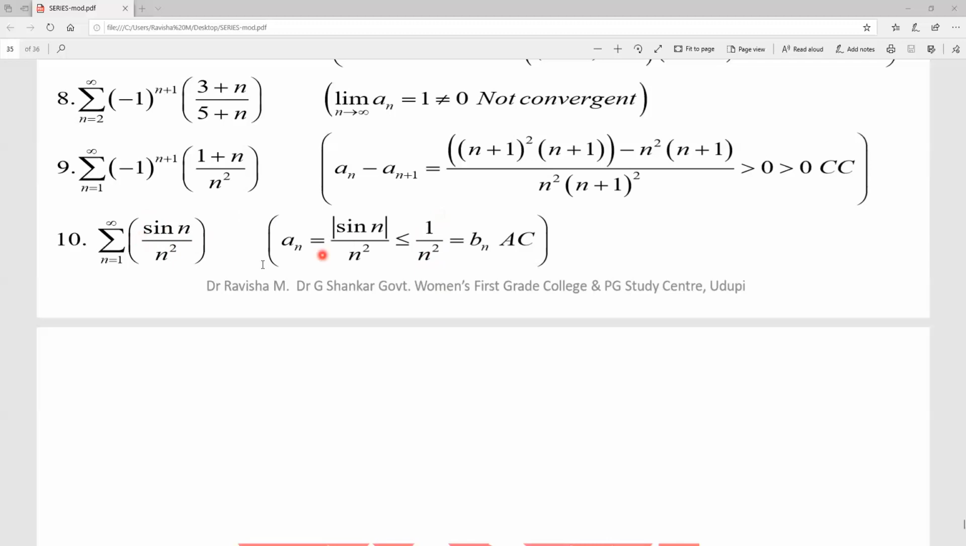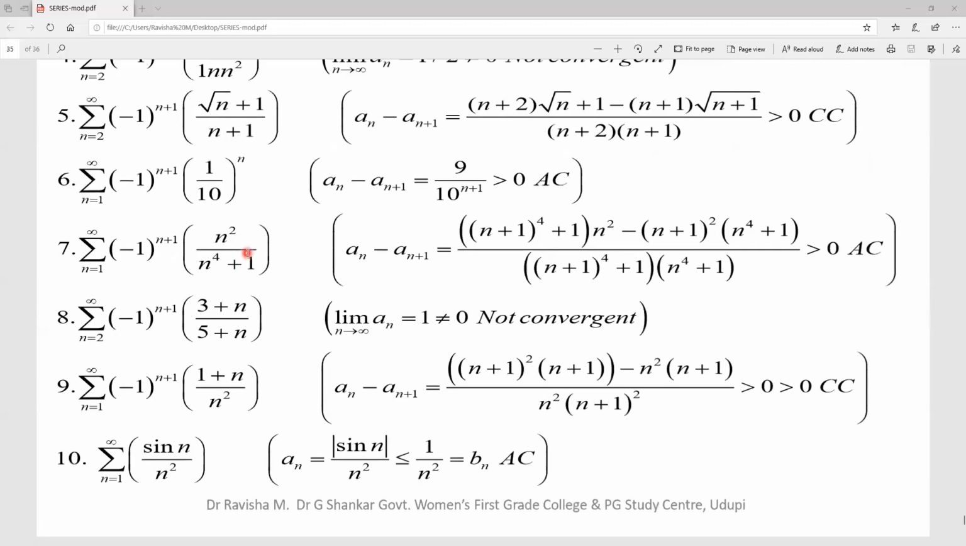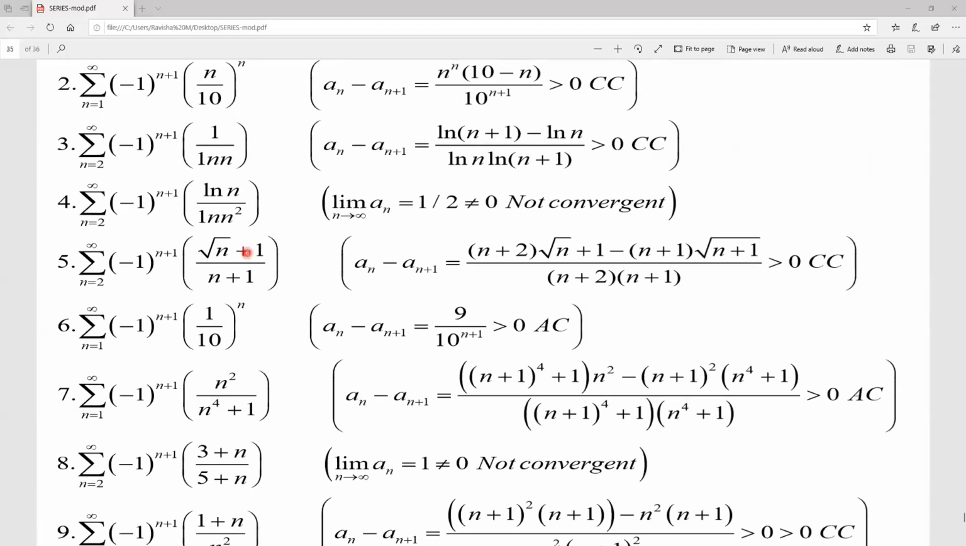I think so. These are the problems. One can see whether the alternating series is convergent or not, and if the series is convergent, one can see whether the given series is absolutely convergent or conditionally convergent. So one can see like this. So let us wind up this video. Thank you.